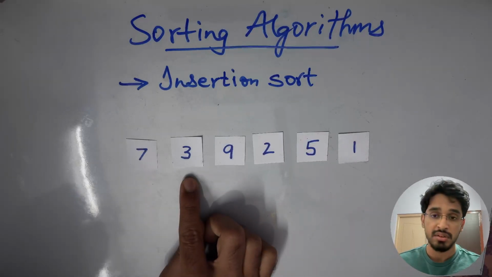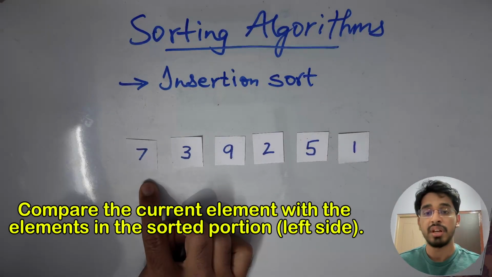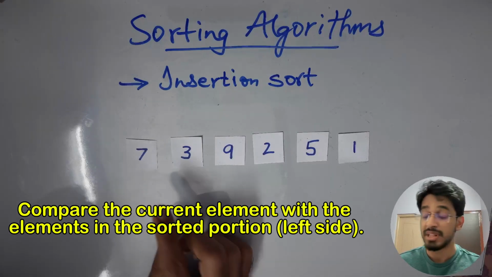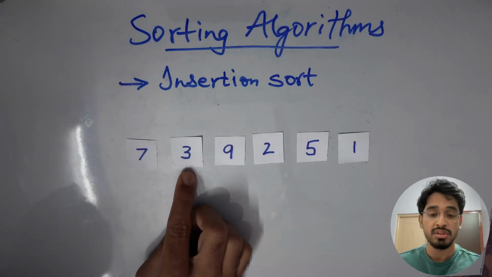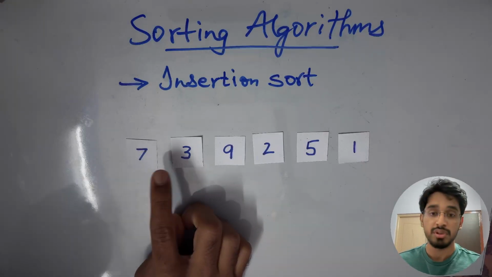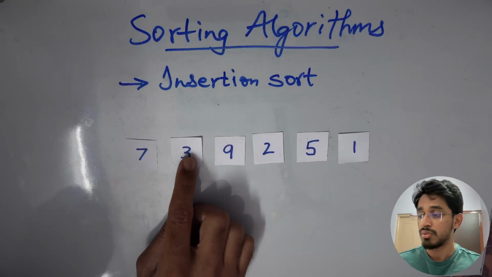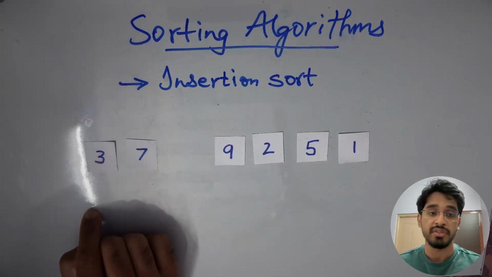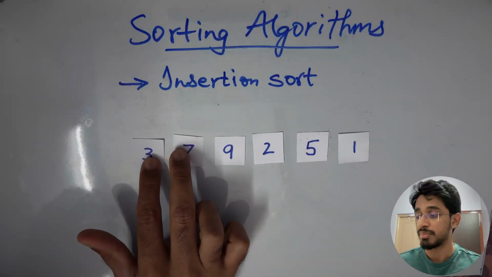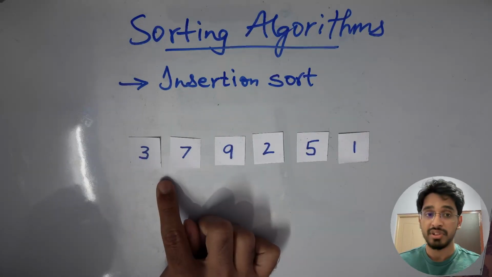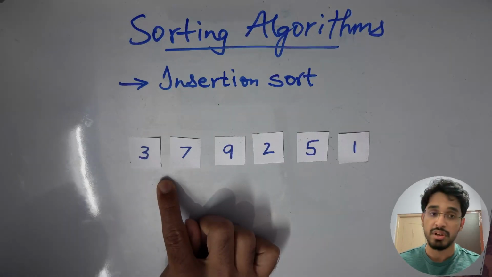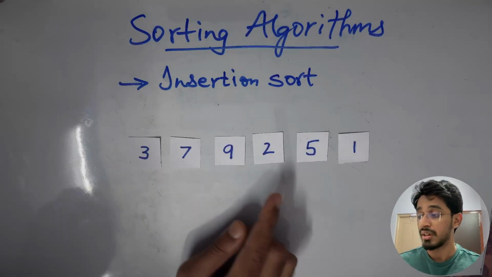We need to get started from the second element. Then we compare the current element with the elements in the sorted portion, that is on the left side. So we compare 7 and 3. You see that the 3 should come before 7 to be sorted. So what we do is we shift 3 to the left of 7. Then we bring them to the center like this, and now we see that the left side of the array is sorted. Now we need to consider the elements from the right.